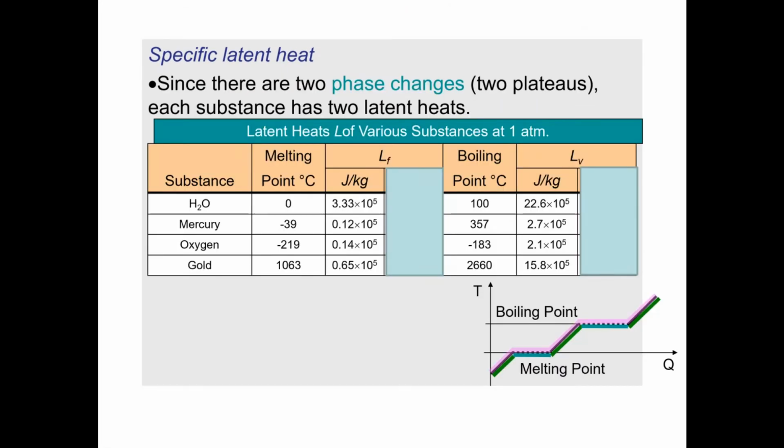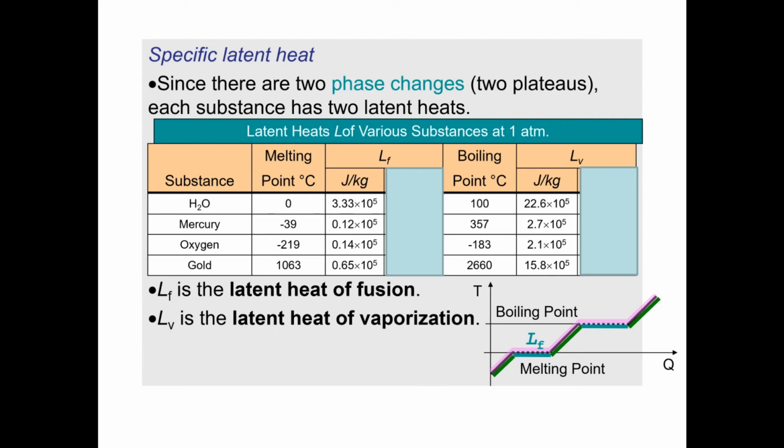Okay, now like we did with specific heat capacity, I just want to show you a few substances. There are two phase changes, remember, the solid-liquid phase change, and also the liquid-gas. With those two plateaus, there are two different latent heats. One is called the latent heat of fusion, which mediates between solid and liquid forms. The other is latent heat of vaporization, which is the transition from liquid to gas or vice versa. Let's take a look at these values for four substances: water, mercury, oxygen, and gold.